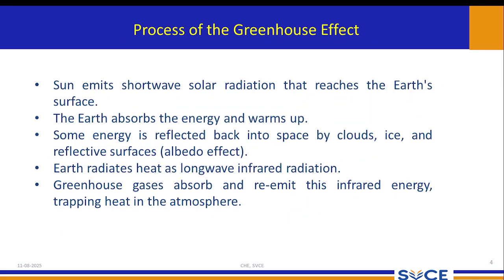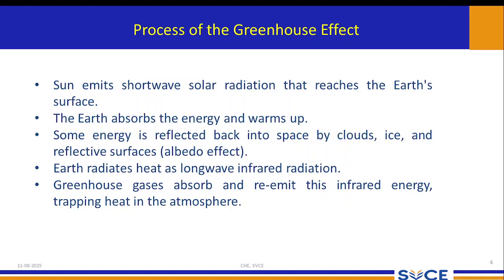The process of the greenhouse effect: the sun emits shortwave solar radiation that reaches the Earth's surface. The Earth absorbs the energy and warms up. Some energy is reflected back into space by clouds, ice, and reflective surfaces. That is the albedo effect. Then the Earth radiates heat as long-wave infrared radiation.